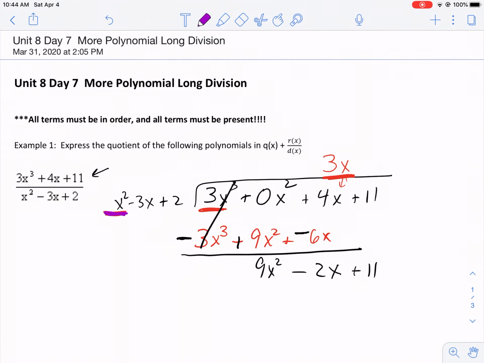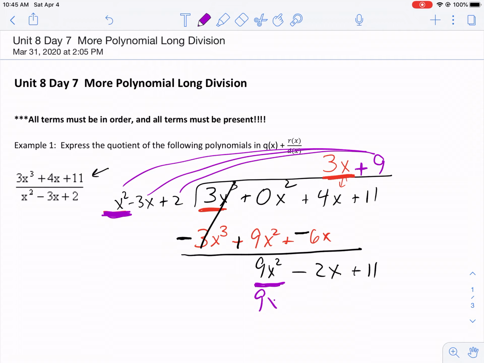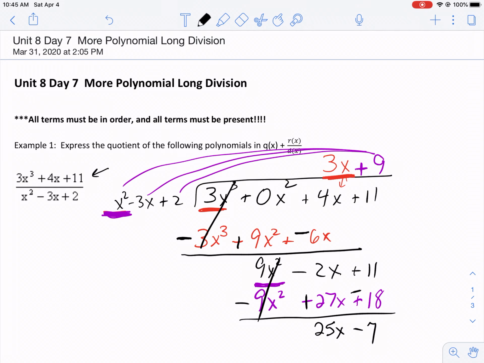Alright, so what do I multiply a 9x squared by? Sorry, what do I multiply an x squared by to get a 9x squared? Multiply by a positive 9. Remember, put the plus sign in there to keep the terms separate. Distribute your 9 to all 3. 9x squared minus 27x plus 18. Subtraction step, change all the signs. Combine like terms, the 9x squareds cancel as they should. 25x minus 7 is what we have left.